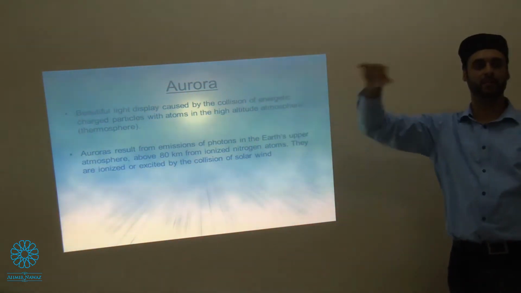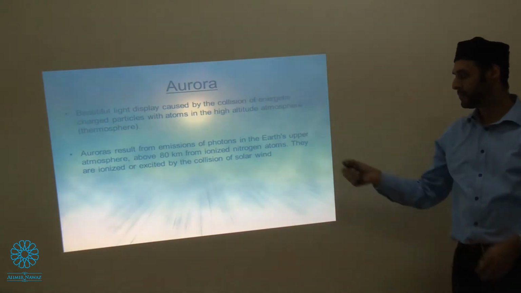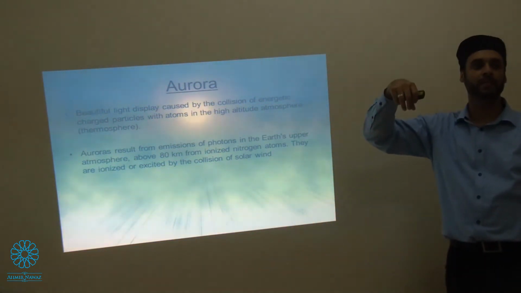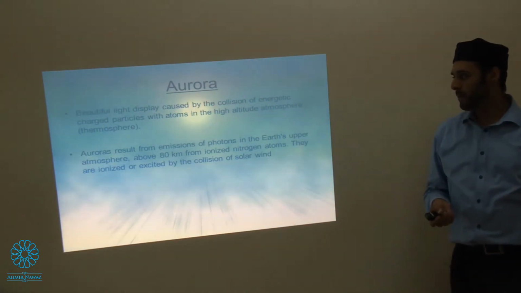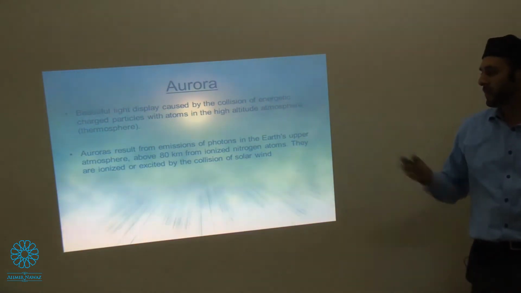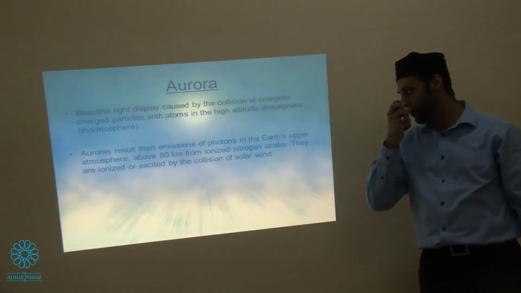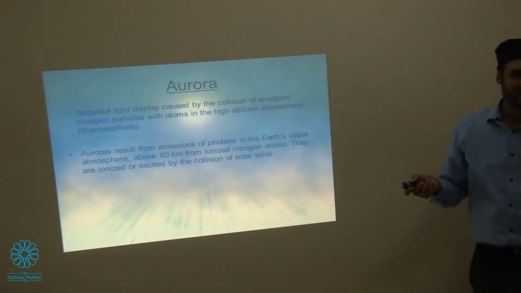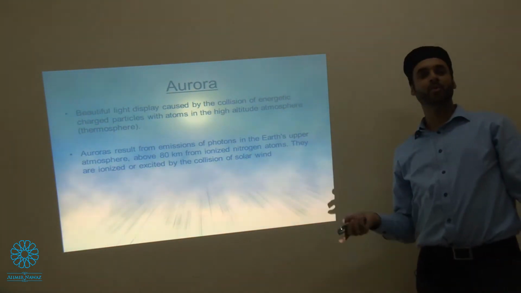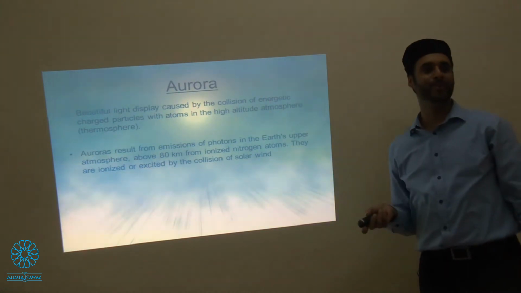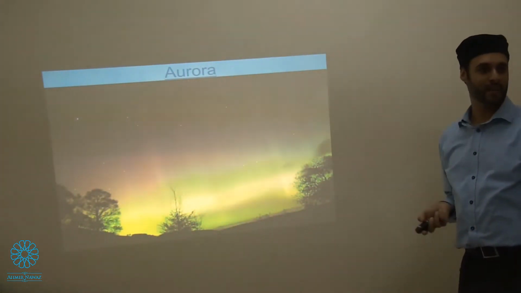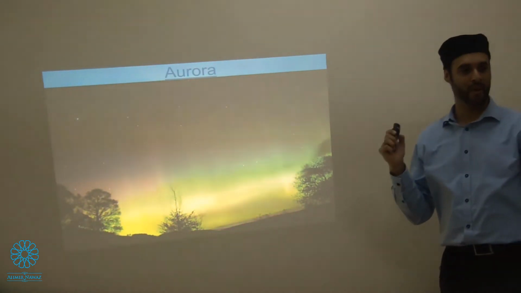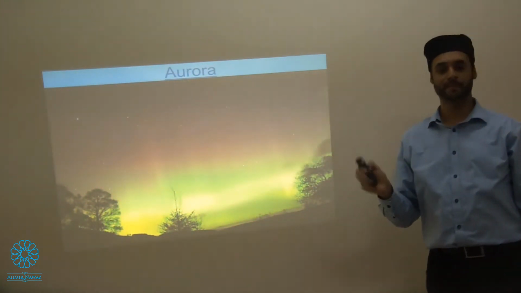You've got the Van Allen belts, magnetic belts, and it interacts with the atmosphere, and it energizes the ions, I think it's ions. And auroras result from emissions of photons in the upper atmosphere, about 80 kilometers up, from ionized nitrogen. I think it's nitrogen that causes the red glow and oxygen that causes the green glow. That's what an aurora looks like, subhanAllah. And if you actually live in the northern climes, that's exactly what you'll see.